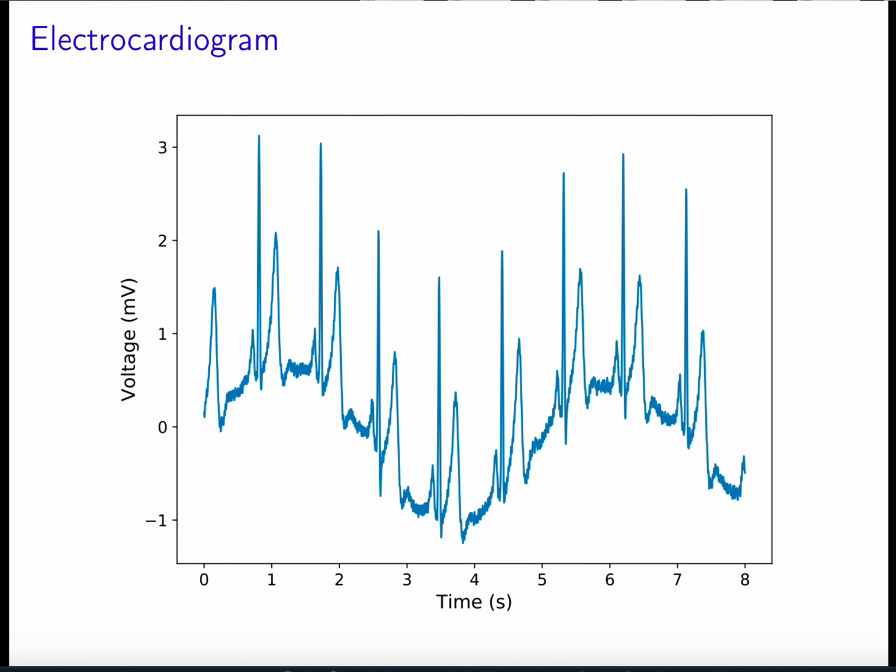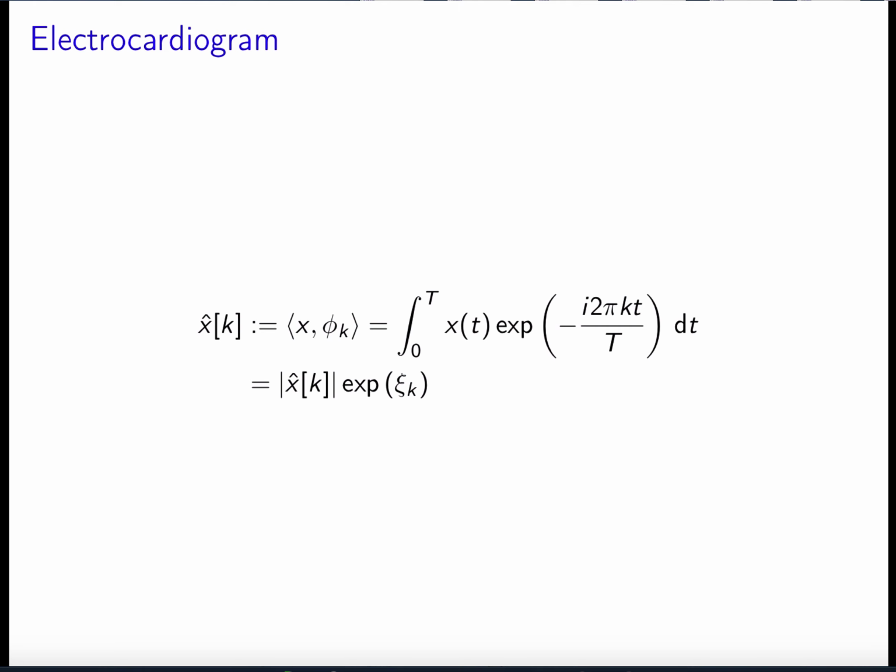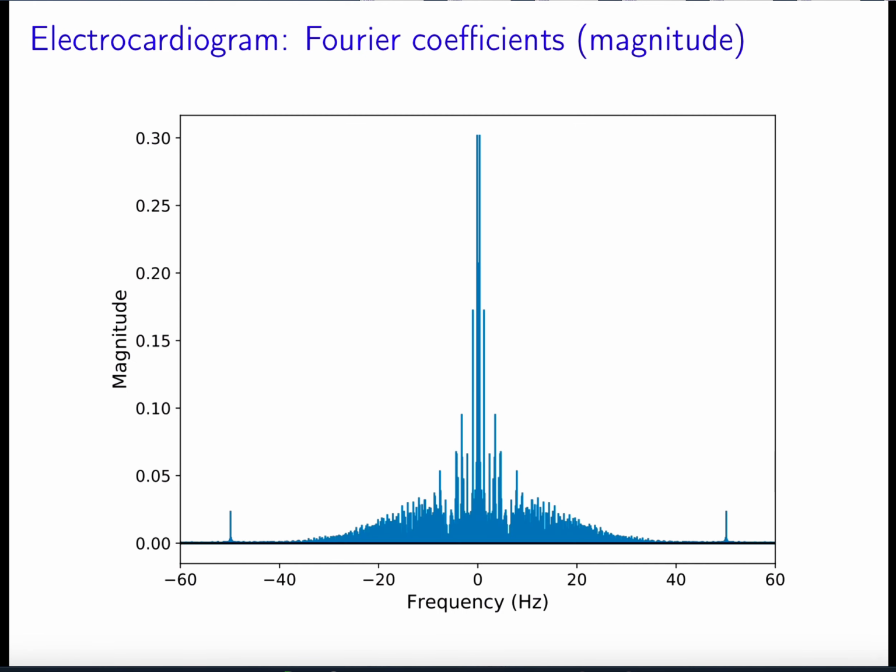Okay, so now let's take a look at our electrocardiogram. This is a real signal. We're going to take a look at its Fourier coefficients for different values of k, of the frequency k. These Fourier coefficients are complex numbers, so let's think a little bit about how to interpret them. They're going to have a certain magnitude, and then they're going to have a certain phase. The magnitudes tell us how much energy there is in each of the frequencies.